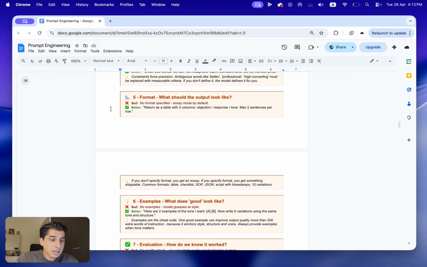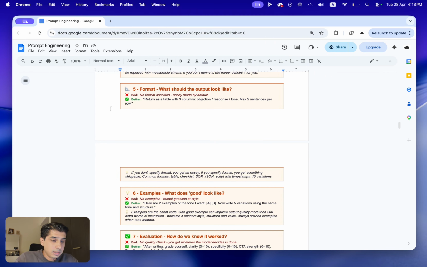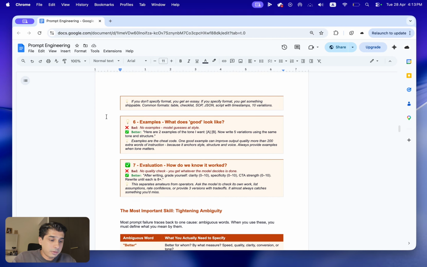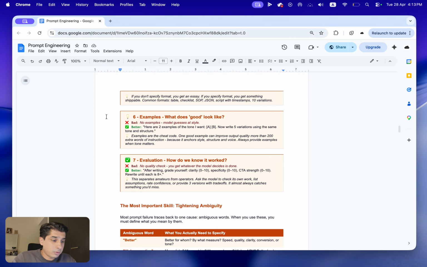Number 5 is format. What should the output actually look like? So bad is no format specified, essay mode by default. Better is: return as a table with 3 columns, i.e., objection, response, tone, max 2 sentences per row. Now, if you don't specify format, you get an essay. If you specify format, you get something shippable. Common formats are usually tables, checklists, JSON files, scripts, timestamps, 10 variations, etc.